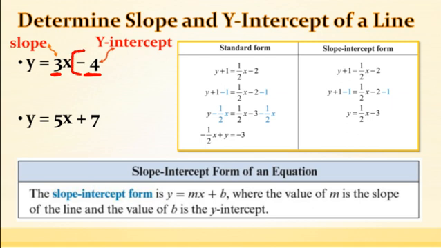Always use the sign that's in front. So now y equals 5x plus 7. The slope would be 5, and the y-intercept would be a positive 7.